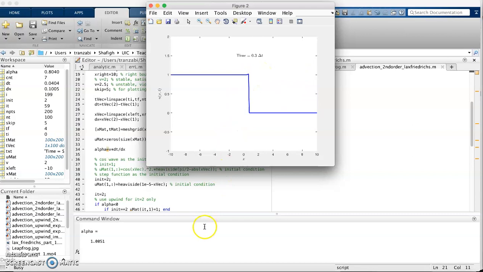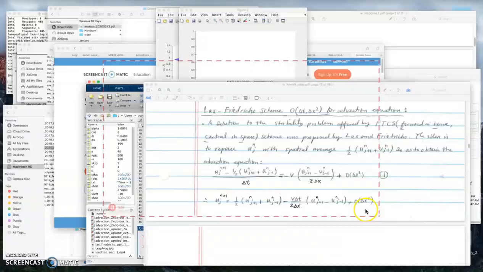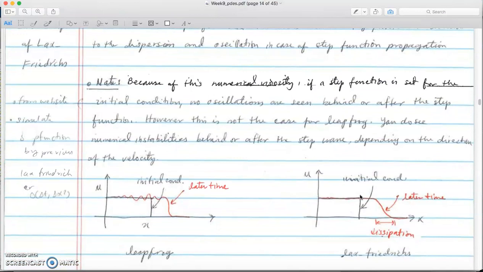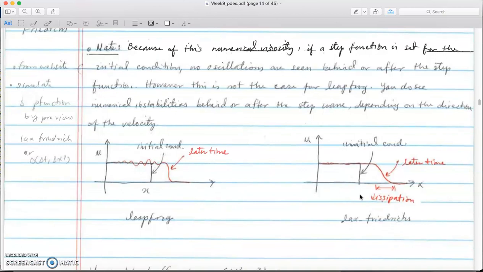Alright, so overall, let's recap what we covered so far. Let's go back to our notes. So, I'm going to compare Lax-Friedrichs and leapfrog. So leapfrog was first order in time and second order in space. Lax-Friedrichs is also first order in time and second order in space. Both are conditionally stable. Alpha has to be less than one.